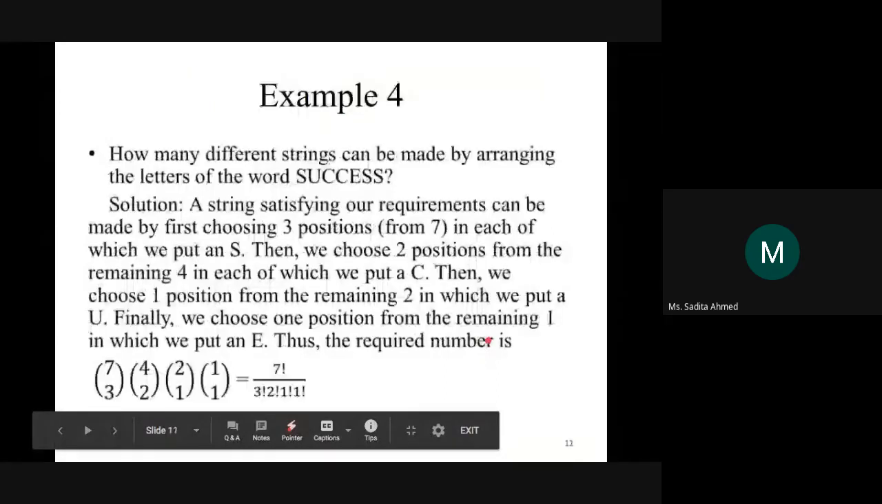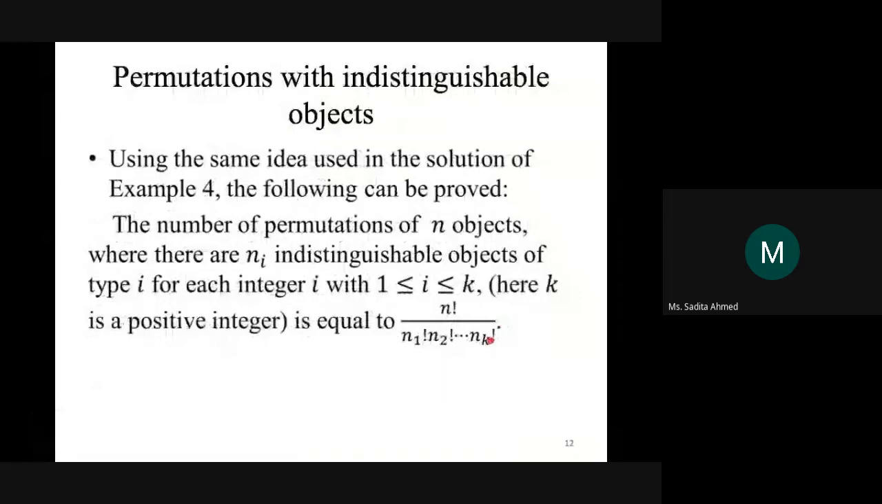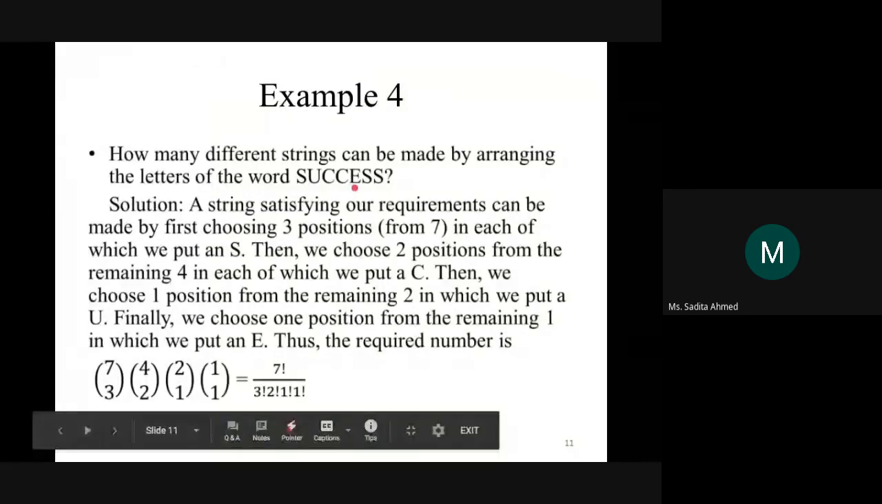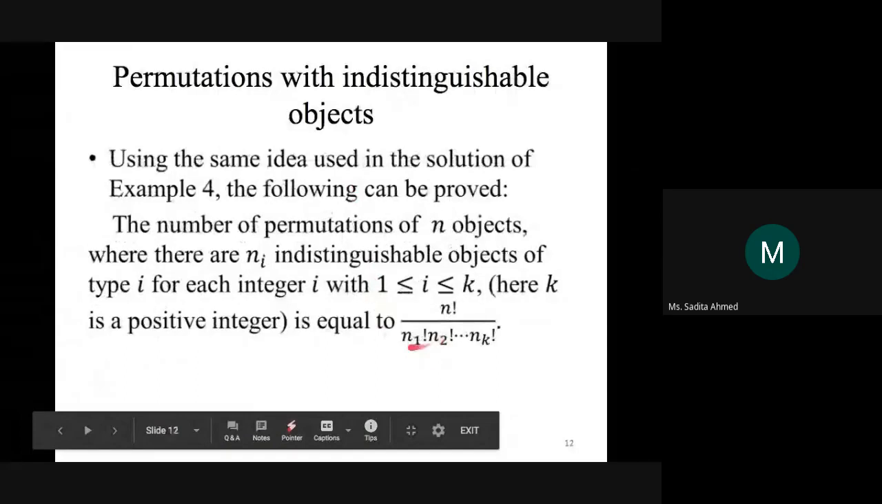Here the fourth type, until the kth type, where there are nk indistinguishable objects of the kth type. Here there is only 1 object of the fourth type. So then you'll have n factorial divided by n1 factorial multiplied by n2 factorial, n3 factorial, and so on until nk factorial, right? So that format as well.